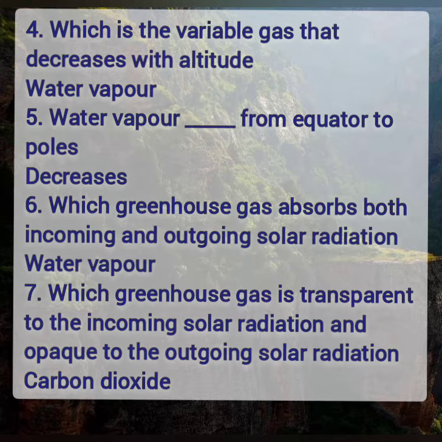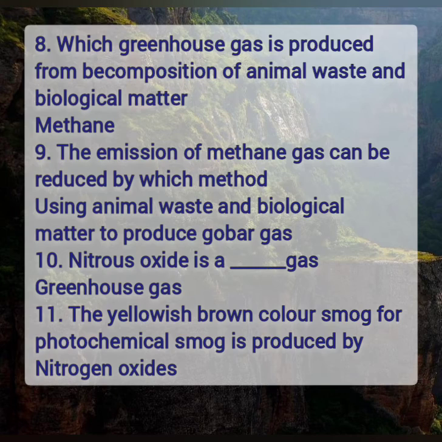Carbon dioxide. Which greenhouse gas is produced from decomposition of animal waste and biological matter? Methane. The emission of methane gas can be reduced by which method? Using animal waste and biological matter to produce gobar gas. Nitrous oxide is a greenhouse gas.